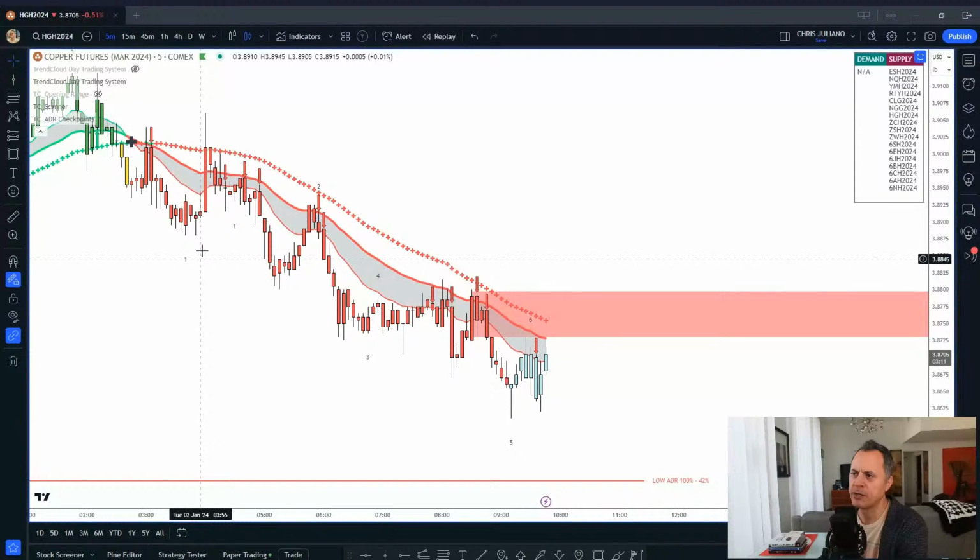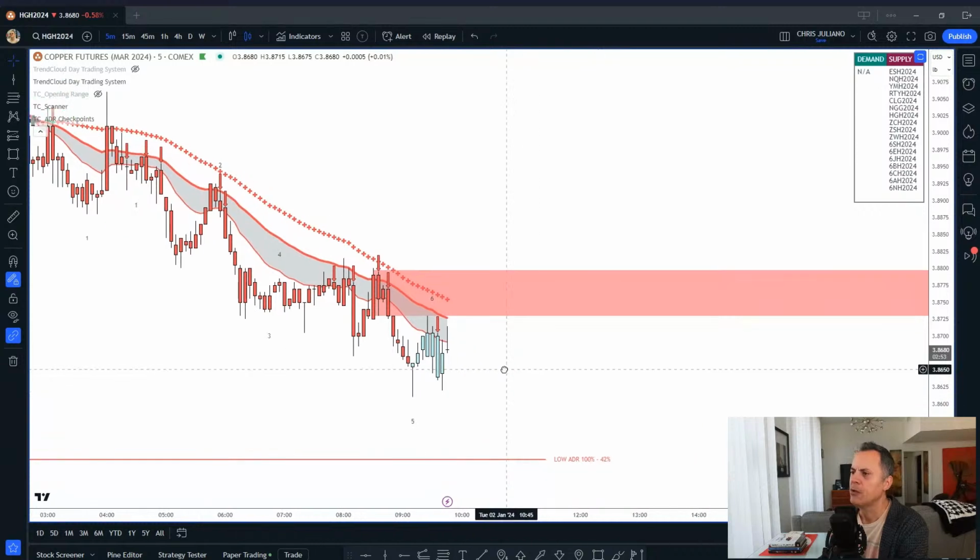Okay, so it made one deep pullback, recalculated. 1, 2, 3, 4, 5, pullback 6. And now we're pushing down into that 7th wave. Candles turn ice blue. Okay.